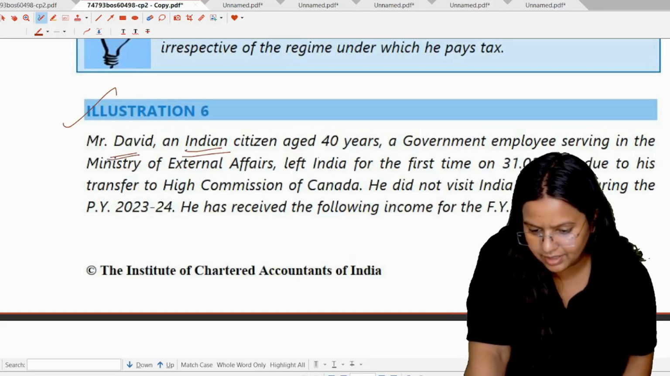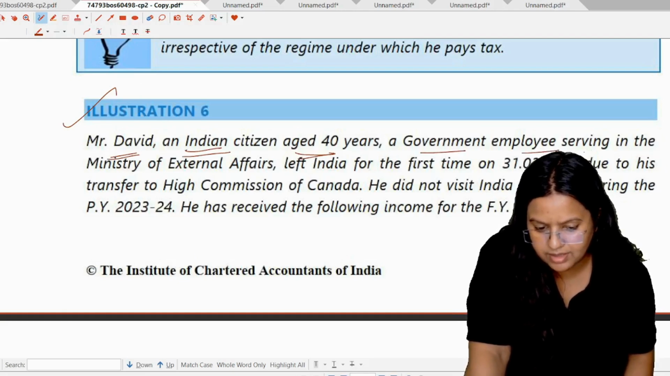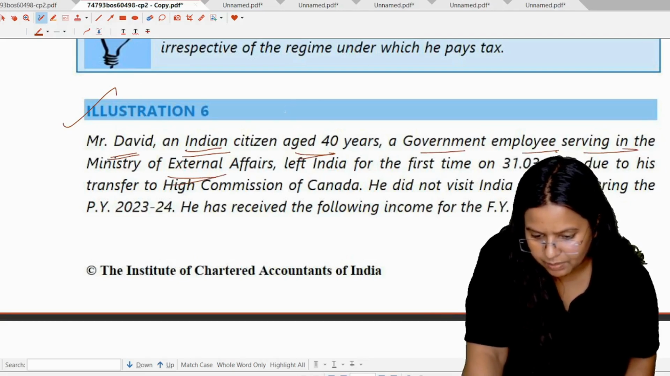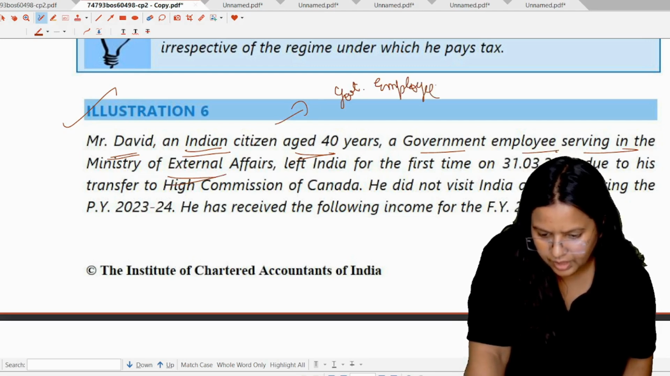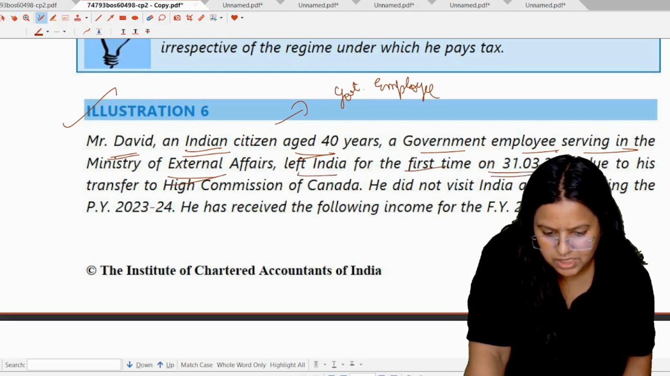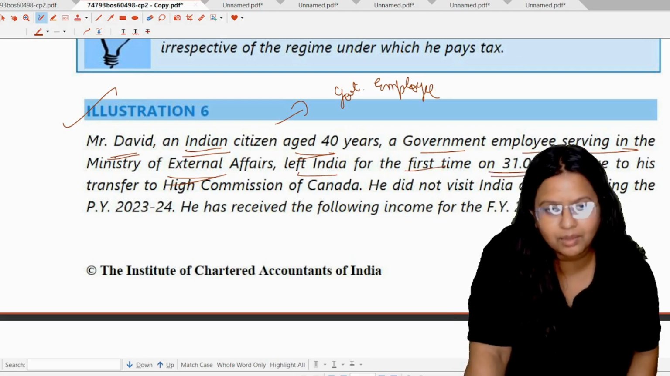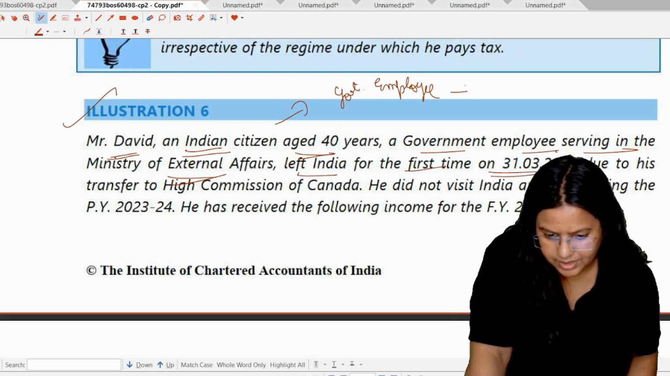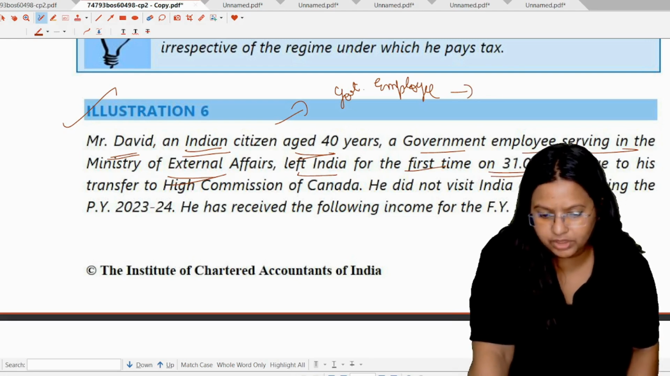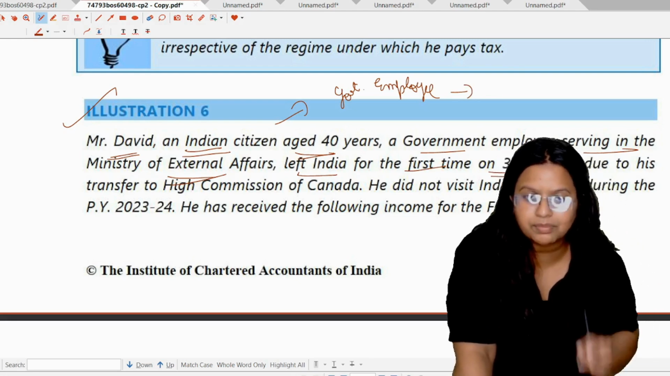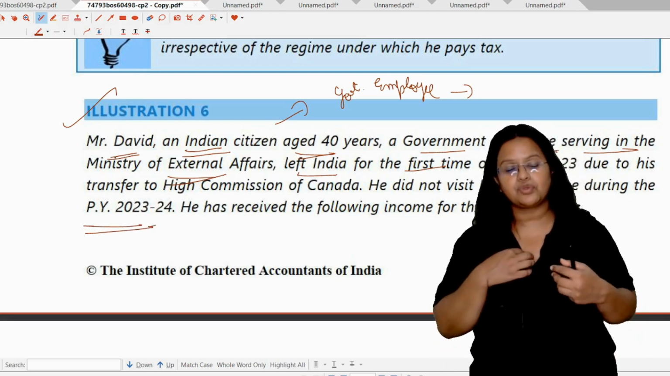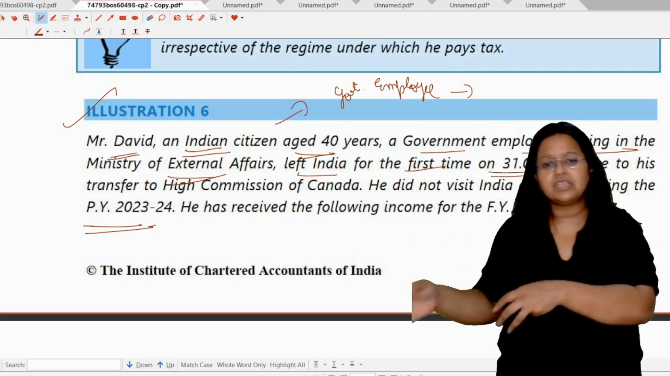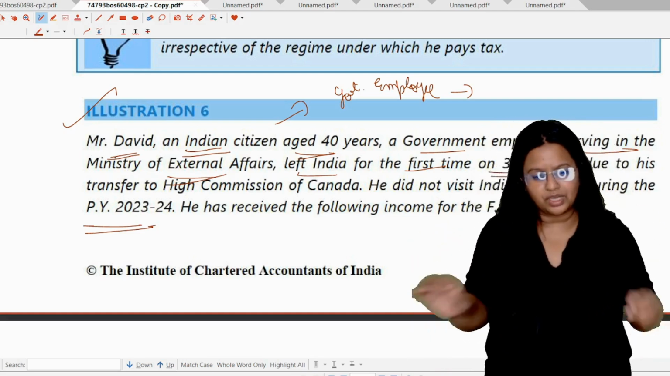Mr. David, an Indian citizen, aged 40 years, a government employee serving in the Ministry of External Affairs, Italy. Mr. David is a government employee. He left India for the first time on 31st March 2023 due to his transfer to the High Commission of Canada. Now he is outside India for employment purposes, and the government has sent him. He did not visit India at any time during the previous year 2023-24, because he left India on 31st March 2023. So from 1st April 2023 to 31st March 2024, he was not in India.